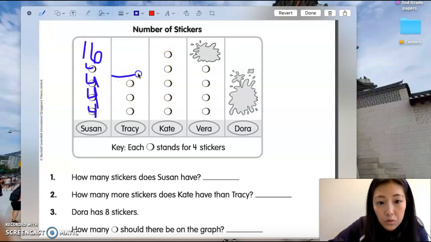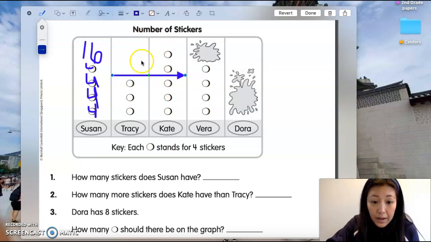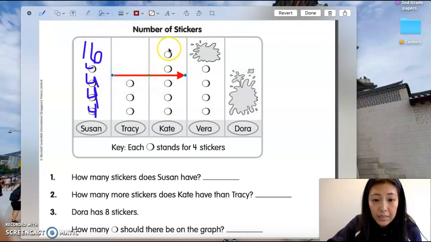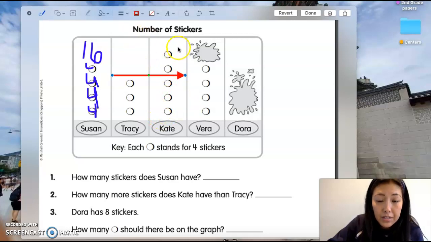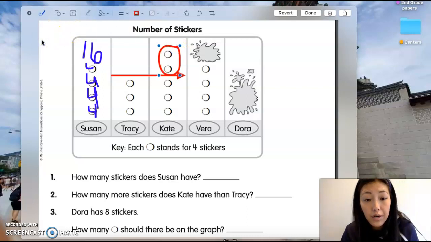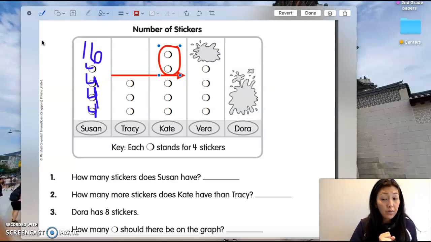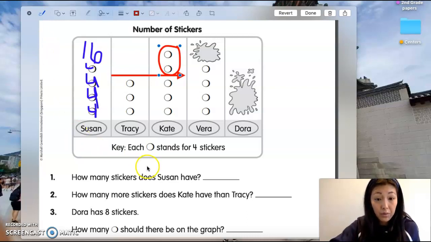So I'm going to draw a line where they're the same. And then I see here how many more stickers does Kate have than Tracy? Well, I can see here that Kate has, sorry, boys and girls, Kate has how many more than Tracy? She has 2 stickers, but we know that it is 2 circles, so again, make sure you're careful with the key.